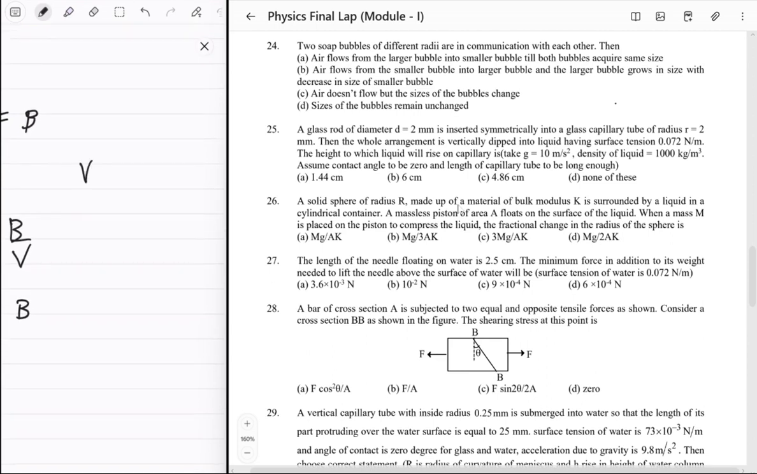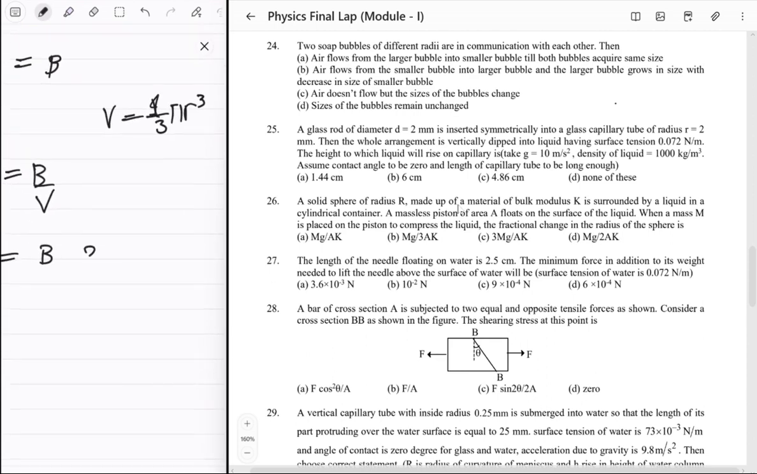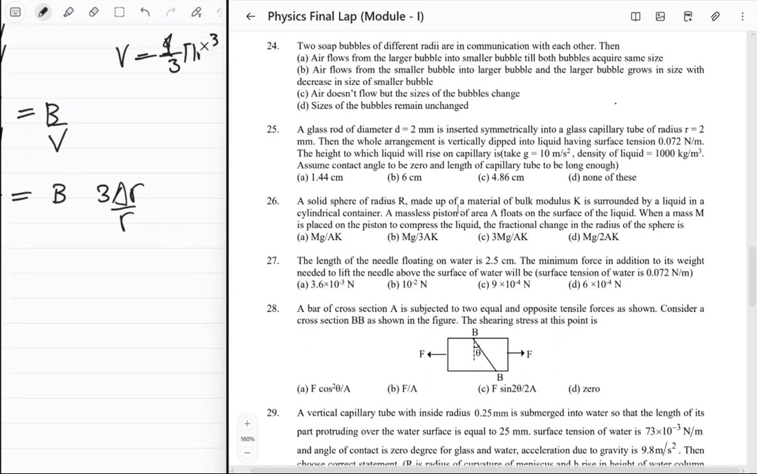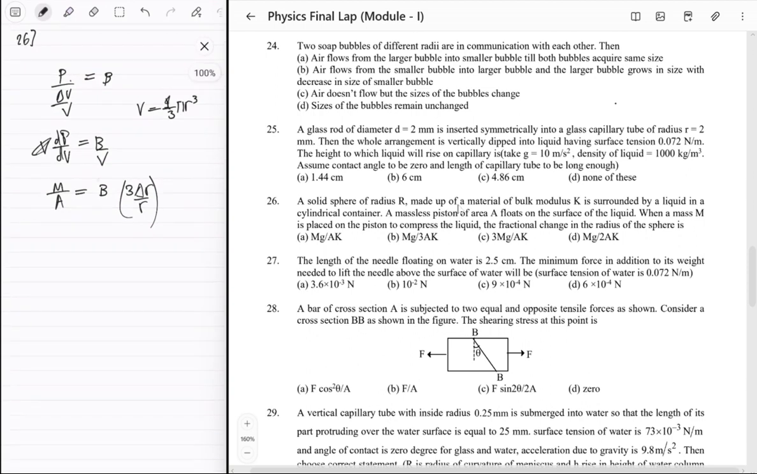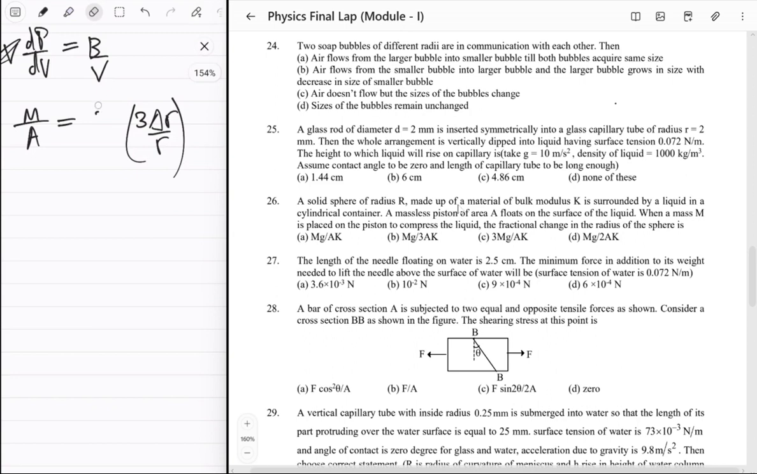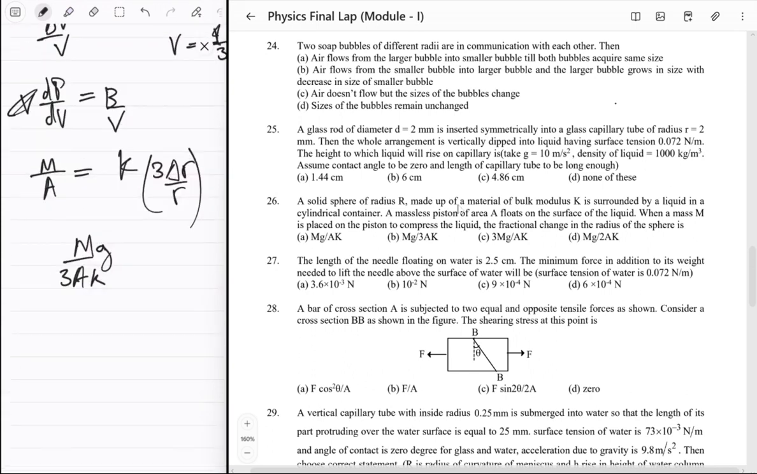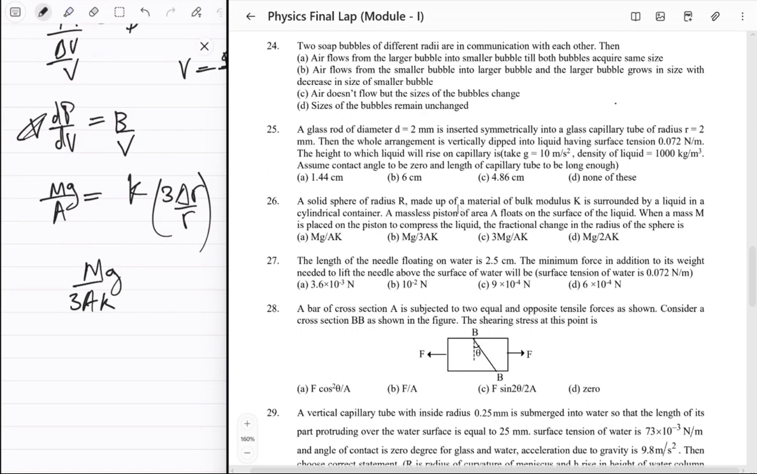But the thing is V is equal to 4/3 pi r cubed. So delta V upon V will be 3 delta r upon r. Take log and differentiate, you get it, right? So this fractional change will just be m upon 3AK, oh sorry, mg, because the weight is mg. So mg upon 3AK, which is B.